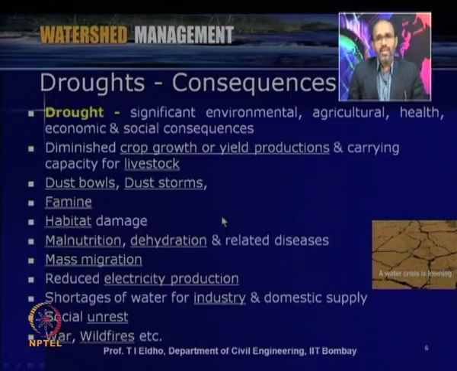And then in areas wherever the power production is from hydroelectric power plants, there is a possibility of reduced electricity production since sufficient water will not be available. Then shortage of water for industry. So, industrial yield will be reduced, industrial output will be reduced, and there will not be sufficient water for domestic supply. And then all these related issues can create social unrest between the communities, and there can even be wars between the countries or between the states or between the regions.